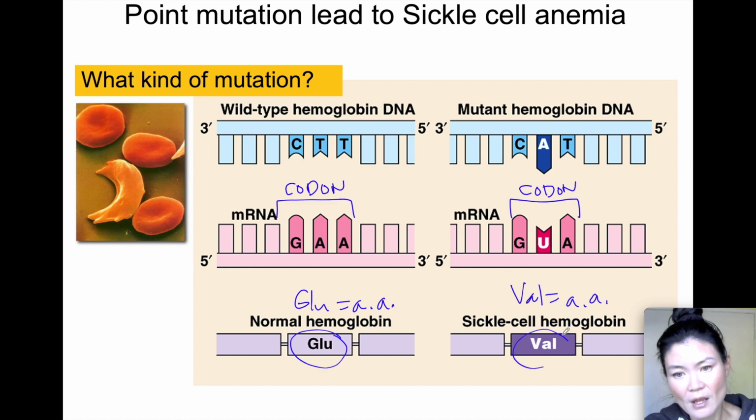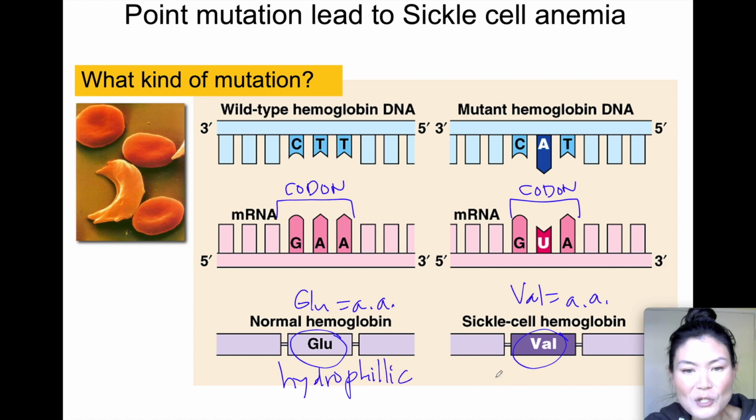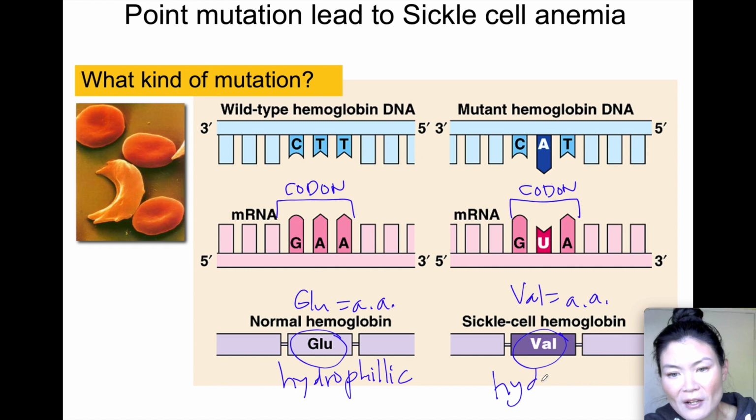And so GLU is actually a hydrophobic, let me just double check. No, hydrophilic, okay? I'm just trying to remember which one's hydrophilic, hydrophobic. Yeah, GLU is a hydrophilic amino acid, whereas valine is a hydrophobic amino acid. I'll have to double check, but I'm pretty sure valine is hydrophobic.